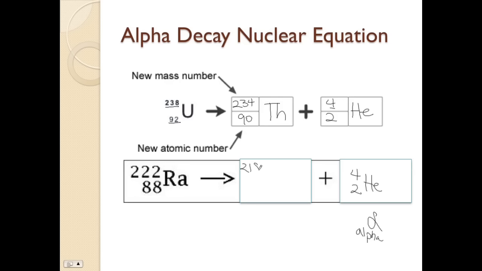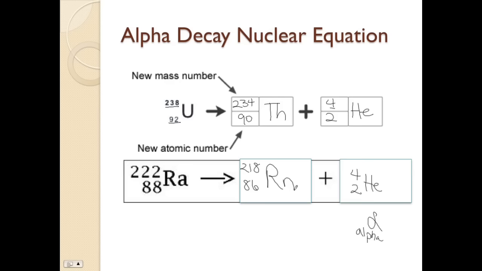And I have to do the same thing with the atomic number. So I've got 88 on one side, which means I need to have 86, plus 2 gives me my 88. So that means my atomic number is 86. So I have radon, Rn. Wow, that is remarkably easy.